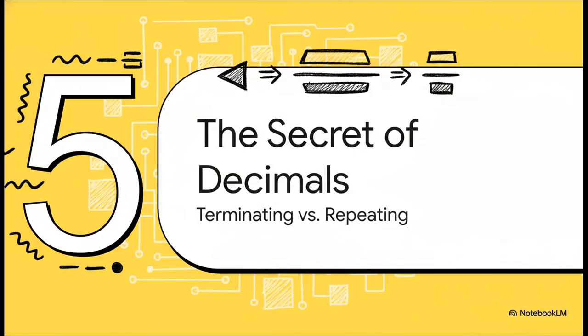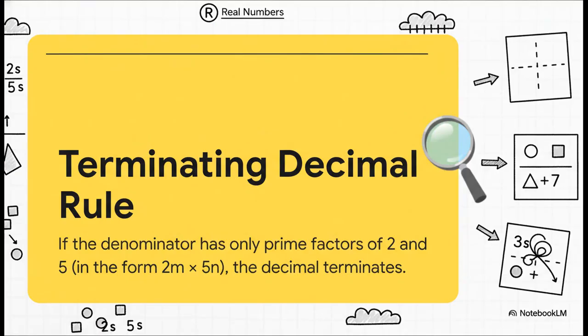All right, for our final section, let's look at another secret code hidden inside numbers, this time in their decimal expansions. It turns out you can tell a whole lot about a rational number just by looking at its denominator. Here is the secret rule. If you want to know if a fraction is going to turn into a decimal that just stops, all you have to do is look at the prime factors of the bottom number, the denominator. If the only prime factors are 2s and 5s, the decimal will terminate. It'll just end. But if there are any other prime factors lurking in there, like a 3, a 7, or an 11, that decimal is going to be non-terminating and will repeat its pattern forever.